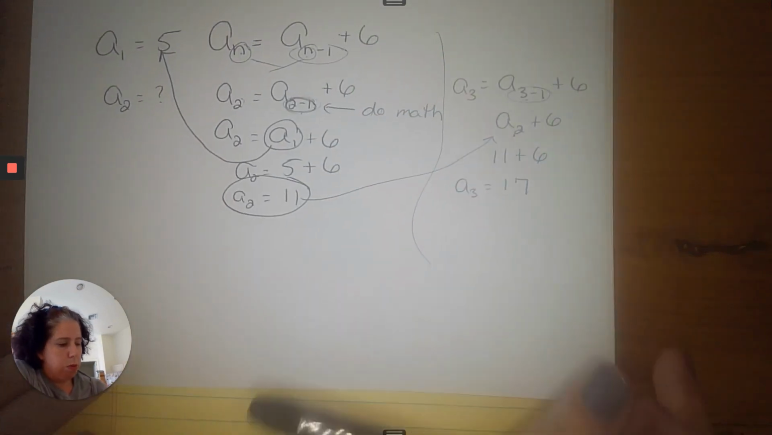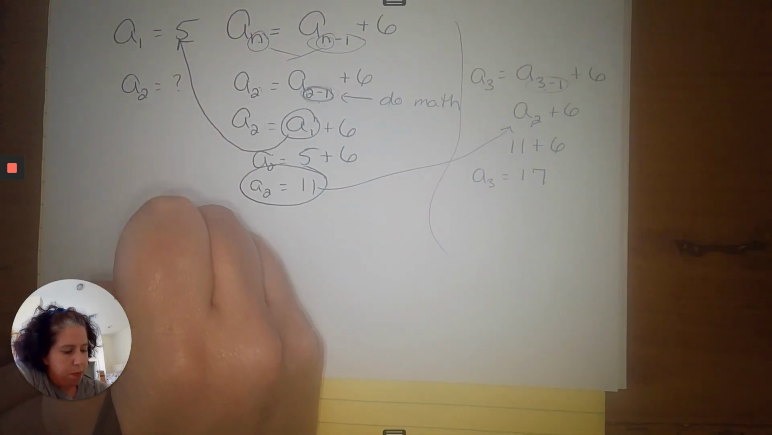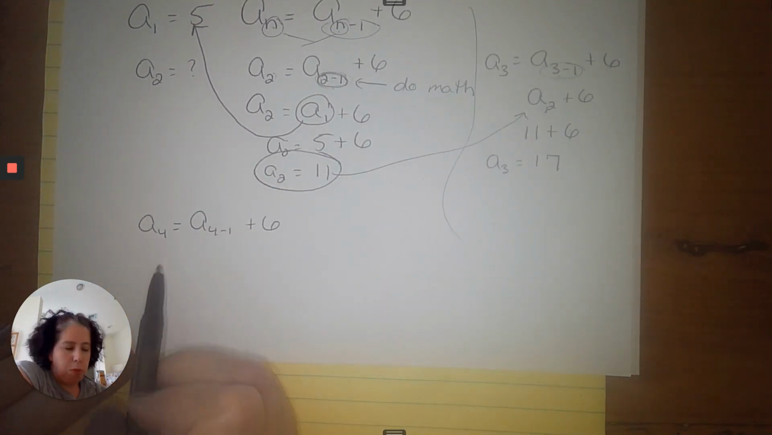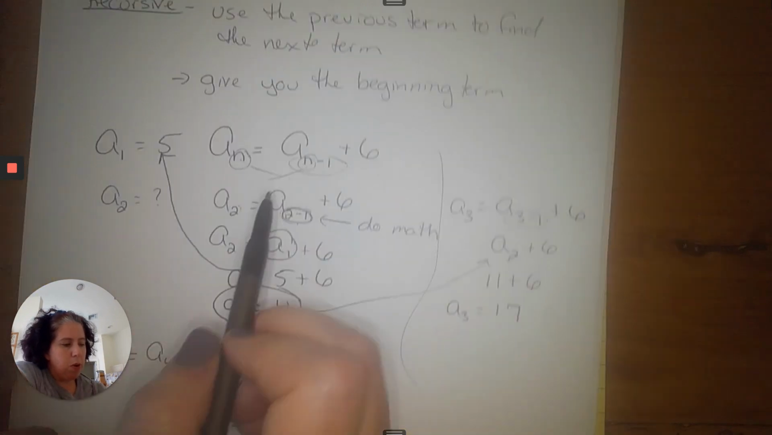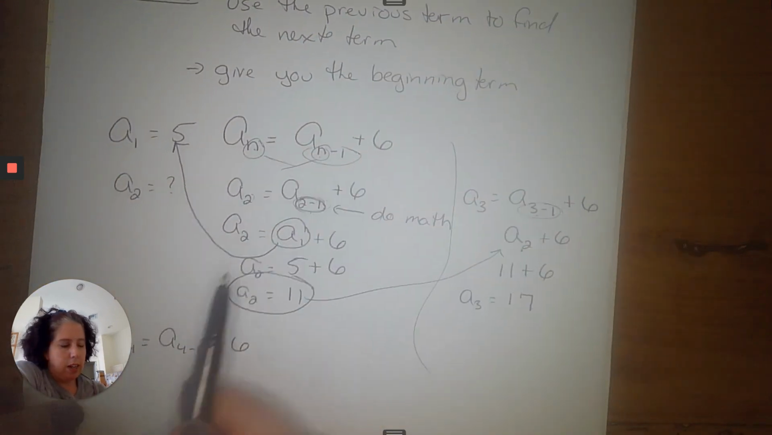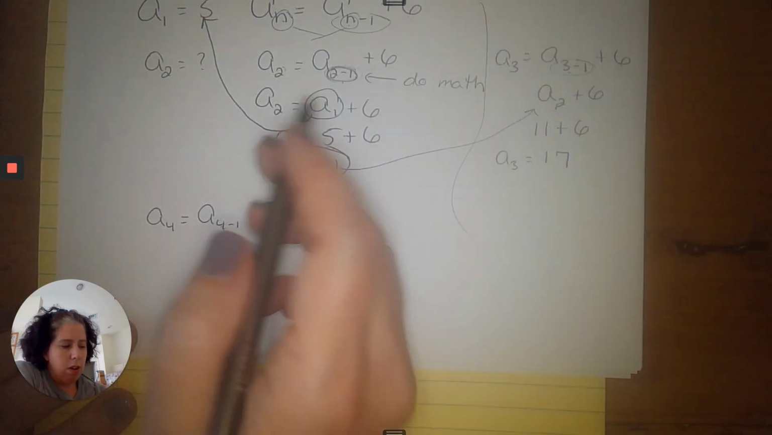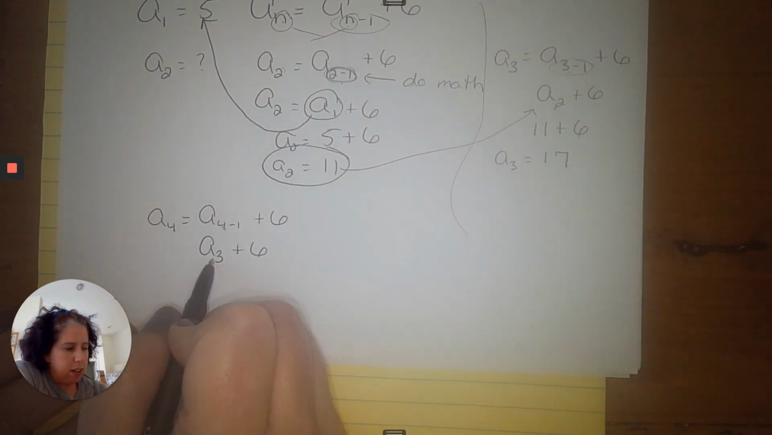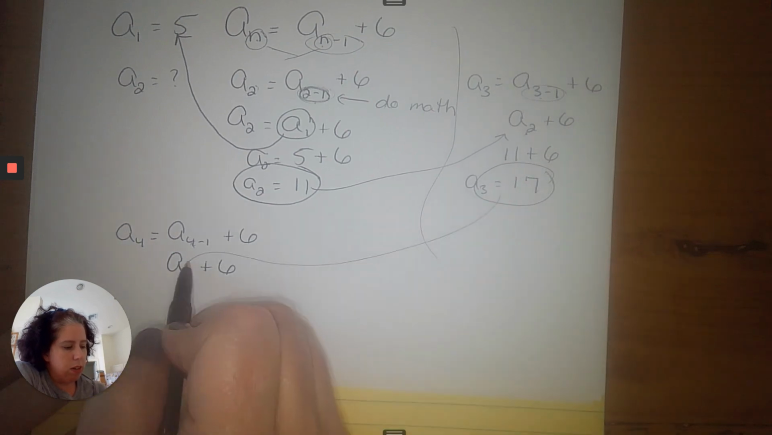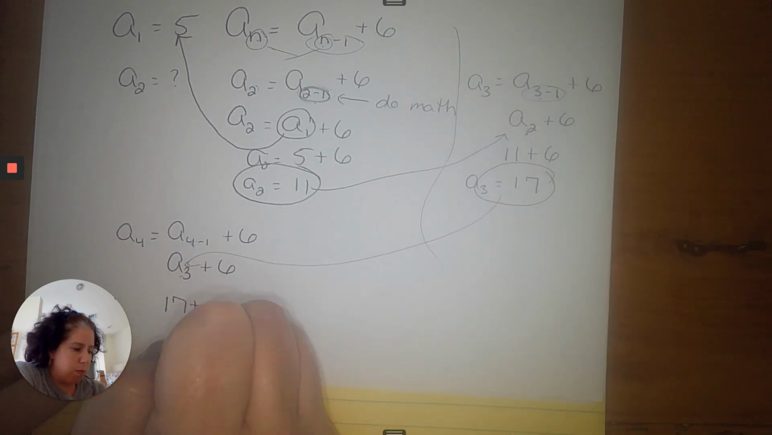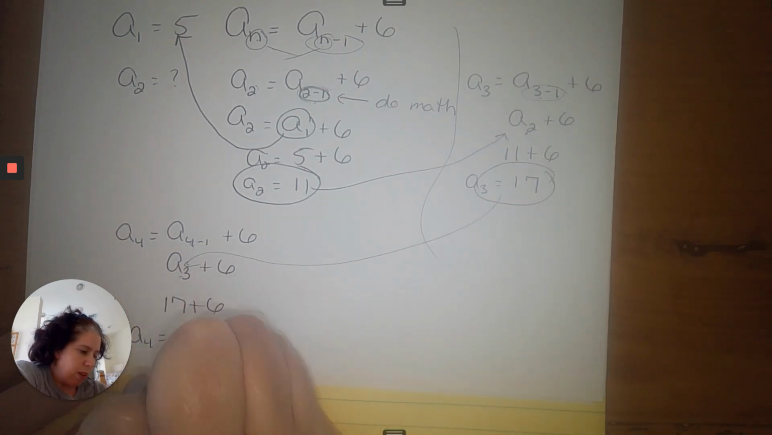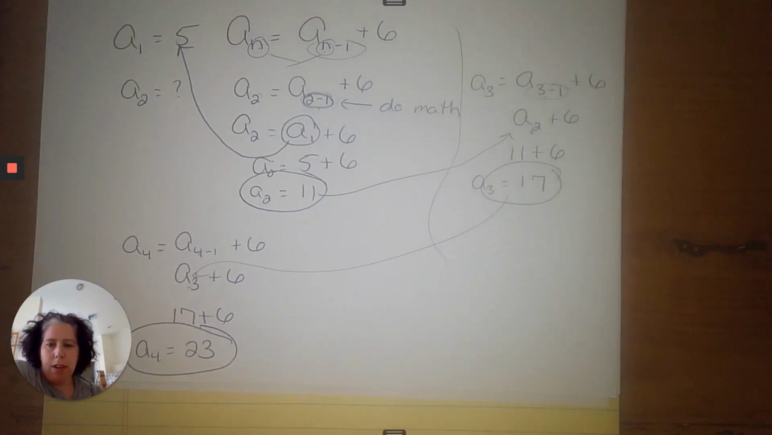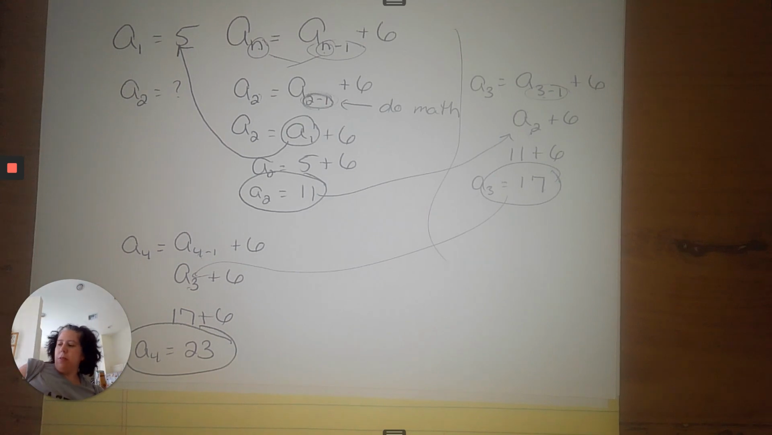And then if I do one more, if I want to find a4, we do a sub 4 minus 1, plus 6. Remember, all I'm doing is taking the term number I want and plugging it in here and here. And again, this is just a subscript. So this says take term 3 and add 6. Well, term 3 was 17, so we're going to plug that in there. So 17 plus 6, so a4 is going to be 23. Yes, no, maybe a little bit?